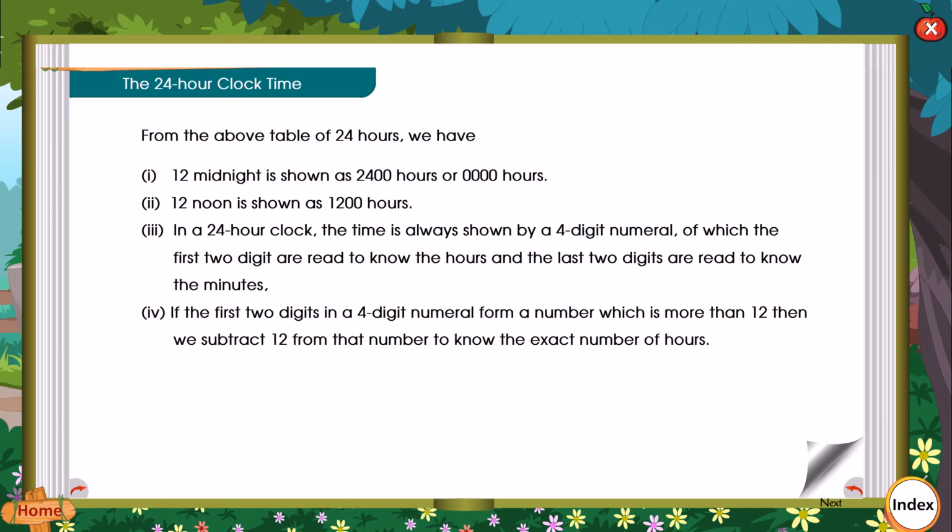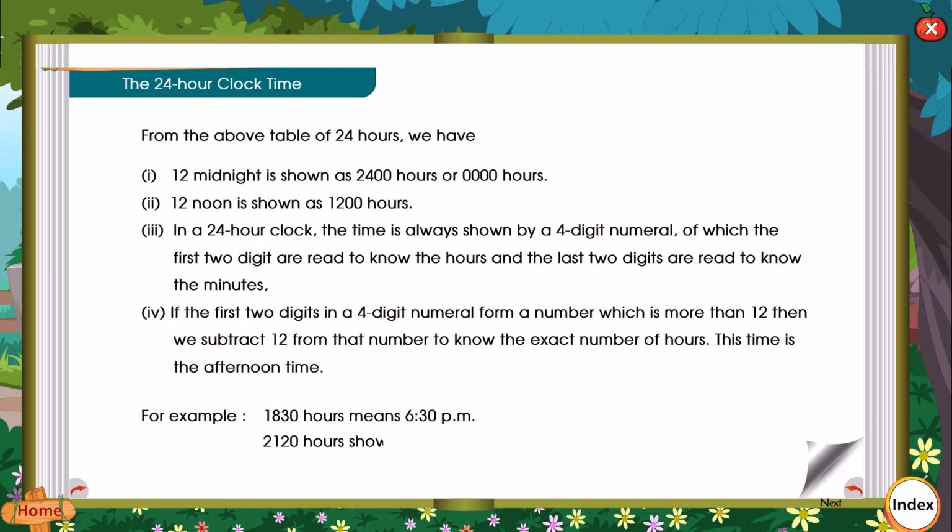This time is the afternoon time. For example, 18:30 hours means 6:30 p.m. 21:20 hours shows 9:20 p.m. 23:50 hours expresses 11:50 p.m.